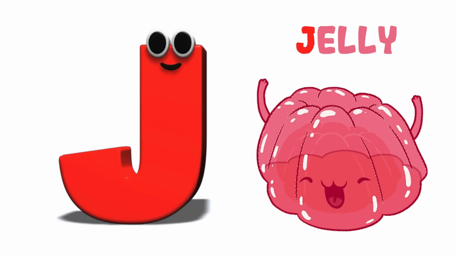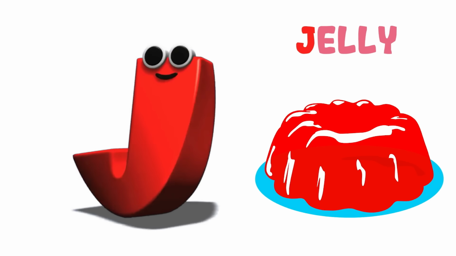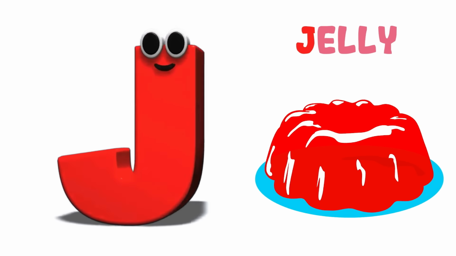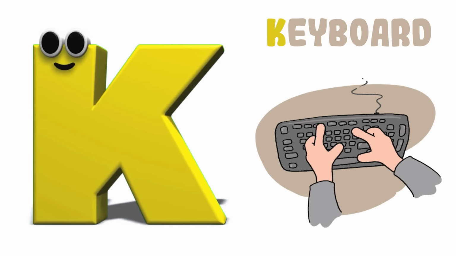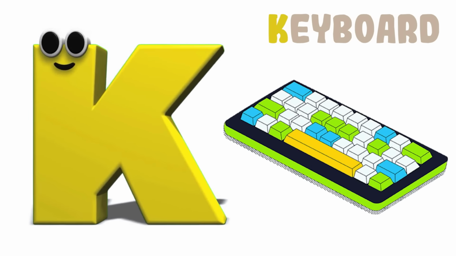J is for jelly, j, j, jelly, J, jelly. K is for keyboard, k, k, keyboard, K, keyboard.